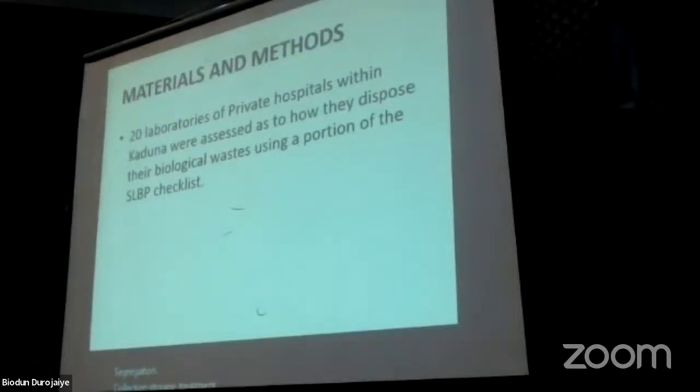This study was actually carried out in 20 private hospital laboratories within Kaduna. They were assessed on how they dispose of their biological waste using a portion of the Strengthening Laboratory Biosafety Program checklist, which I'll give credit to Dr. Stella Udo, who trained us on the assessment, which we carried out last year across the country.